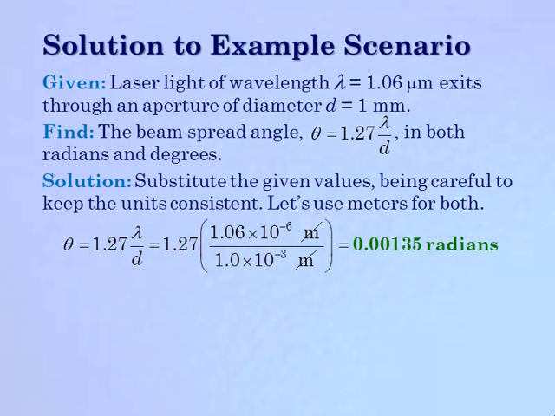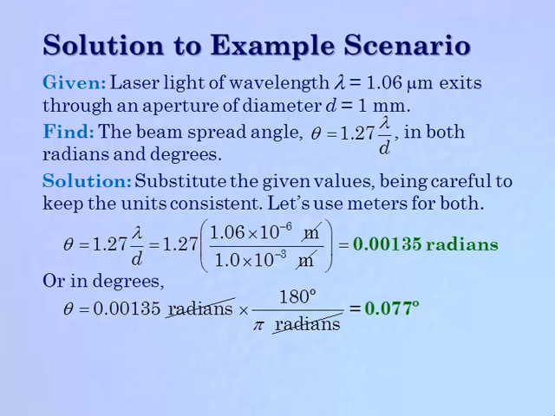So if we substitute in theta equals 1.27 lambda over d, we'll convert everything over to meters so that we don't get confused in terms of the microns and the millimeters. We know that 1.06 microns is the same as 1.06 times 10 to the minus 6 meters, and 1 millimeter is 1 times 10 to the minus 3 meters. That way the meters will cancel, and we'll have the two numbers to divide and multiply by 1.27, and the result is 0.00135 radians.